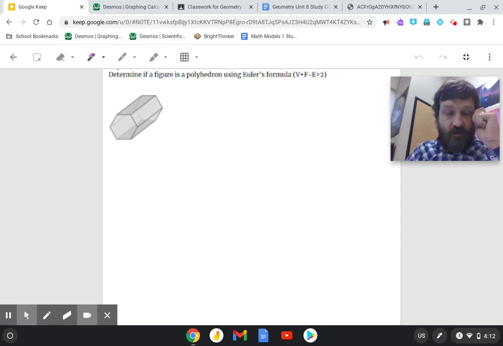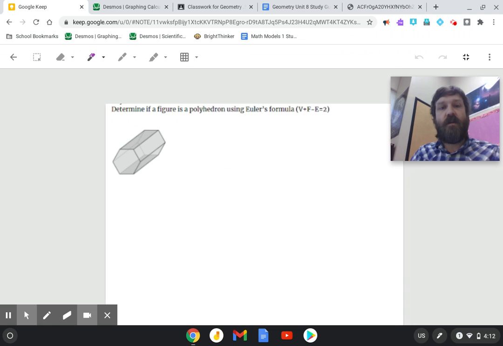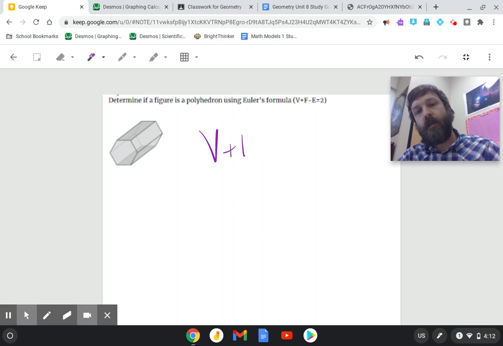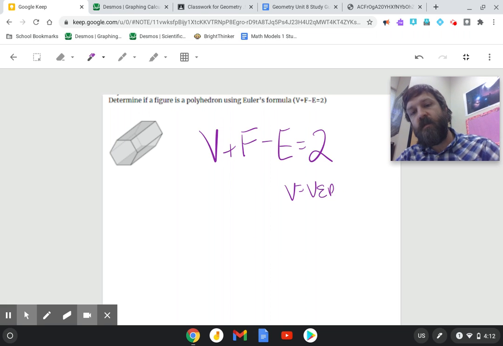First one says, determine if a figure is a polyhedron using Euler's formula. Euler's formula is written there. It's V plus F minus E equals 2. Just a reminder, V are the vertices, F is the faces, and E are the edges.